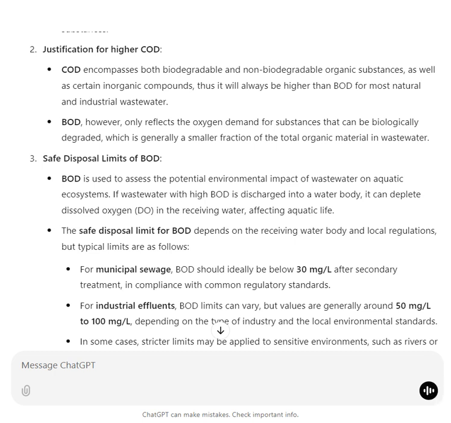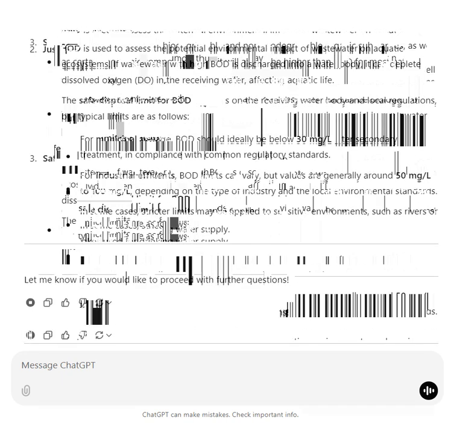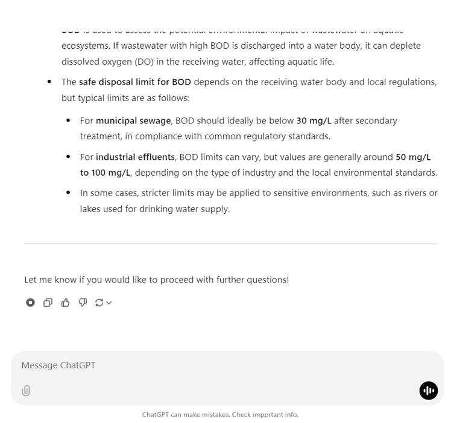If wastewater with high BOD is discharged into a water body, it can deplete dissolved oxygen, DO, in the receiving water, affecting aquatic life. The safe disposal limit for BOD depends on the receiving water body and local regulations, but typical limits are as follows. For municipal sewage, BOD should ideally be below 30 milligrams per liter after secondary treatment, in compliance with common regulatory standards. For industrial effluents, BOD limits can vary, but values are generally around 50 milligrams per liter to 100 milligrams per liter, depending on the type of industry and the local environmental standards.